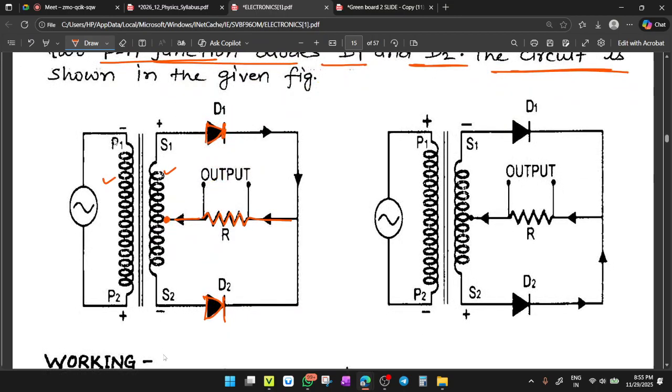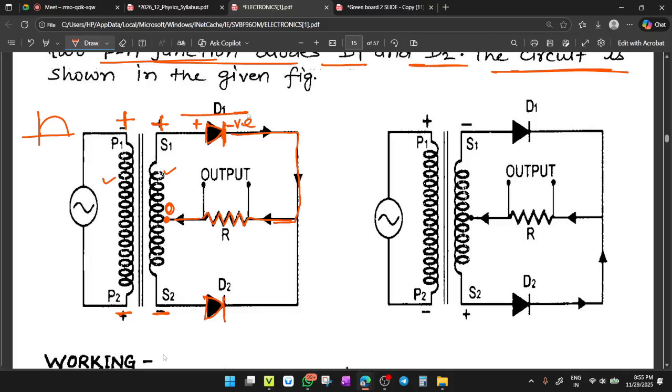First, in the first supply positive half cycle, during a positive half cycle, this terminal becomes plus and this terminal becomes minus. So due to the induction, this becomes plus and this becomes minus. If this is plus and this is minus, then there will be zero potential at the mid of the coil. Clear? So now this polarity becomes positive, so high potential, and this becomes low potential.